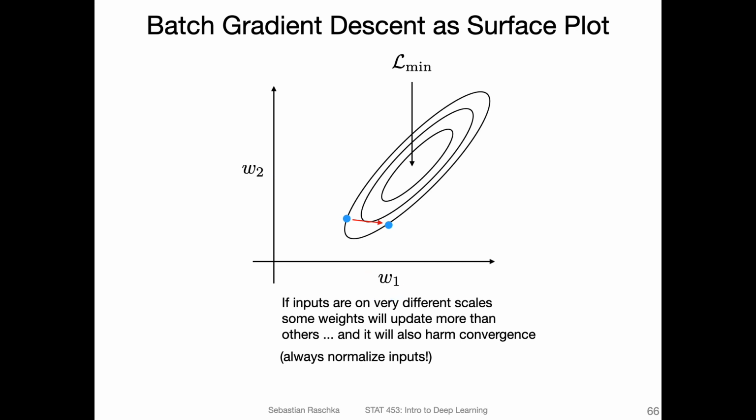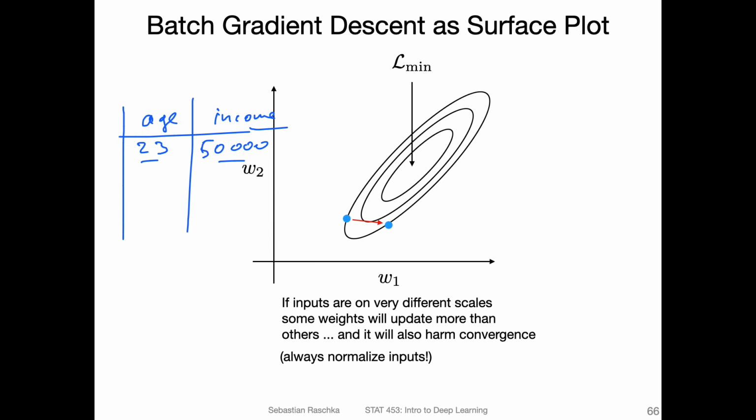But if we have data sets where we have features on different scales, let's say one is something like income and the other is age. So you have age and income as your features, and income is a dollar amount. So let's say you have something like $50,000 per year, and the age is maybe 23. So these are very different scales. One scale is from maybe 10,000 to 10 million, whereas age is between, let's say, 0 and 100.